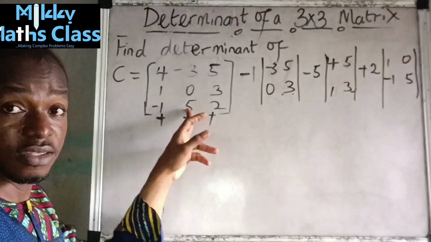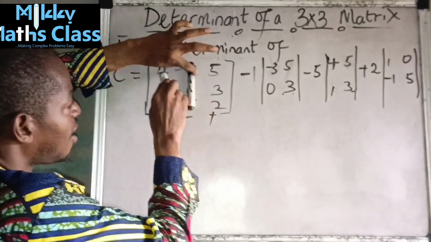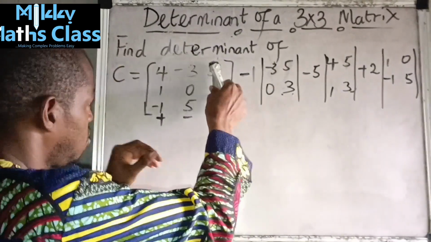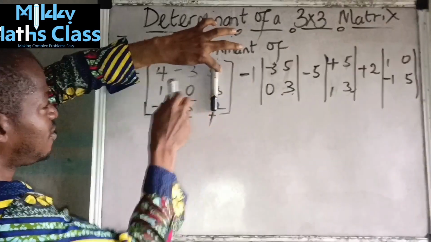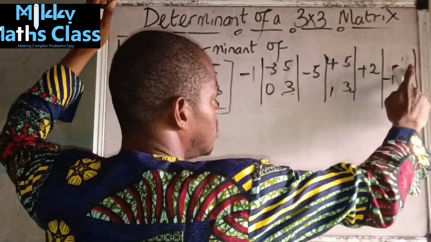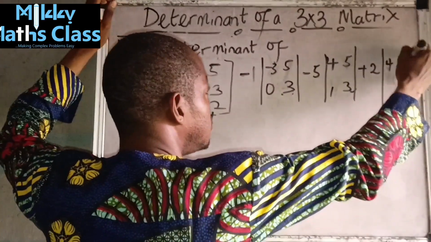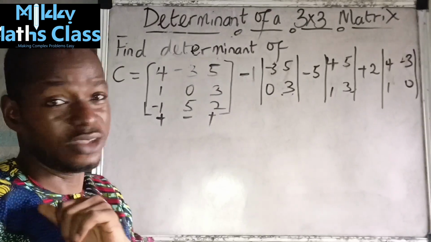This is 5, negative 5. Cover what is on top of it and what is by the side. So you have 4, 5, 1, 3. And the last one, 2. Cover what is here. So this should have been 4, negative 3, 1, 0. I made a mistake. 4, negative 3, 1, and 0. So don't make that mistake. Don't fall into that trap.